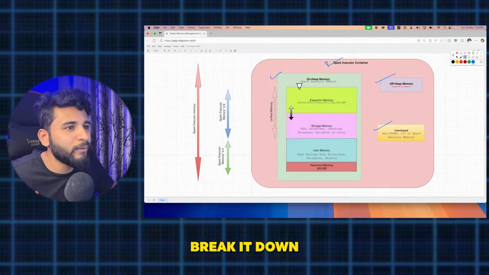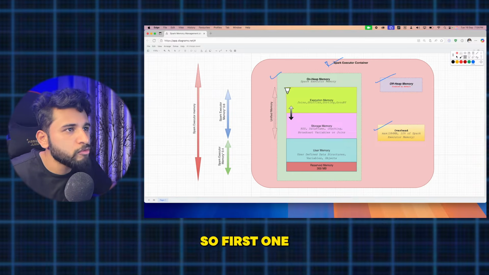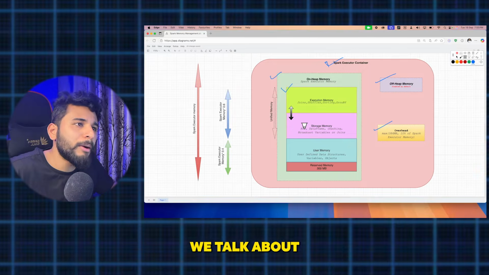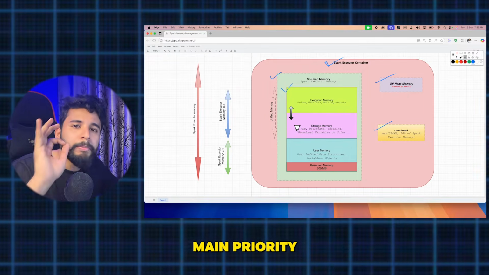Let's break it down in a much more granular way. The first one is the execution memory. Whenever we talk about this, it is the main priority memory.